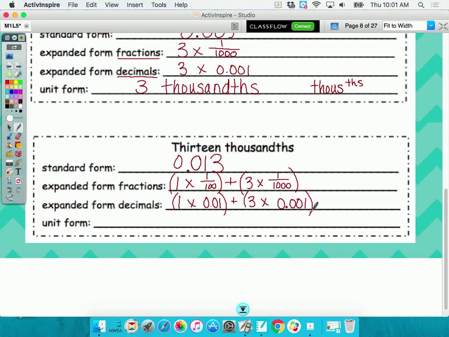Unit form. Somebody take a guess. Remember, we're making it easy. 13 thousandths. You're right. So 13 and then thousandths. Okay, very good.